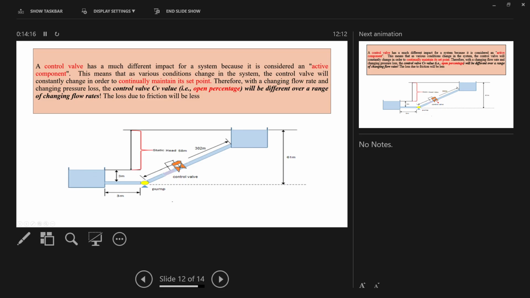Every control valve has some CV value, and it has some set point. Once the demand increases or decreases, it will try to maintain the set point, and the CV value of this valve is going to change. So your friction loss, which happened earlier due to static installation of valves, elbows, etc., in this particular case is continuously changing its CV value and position of the valve, so your pressure loss will be minimized.